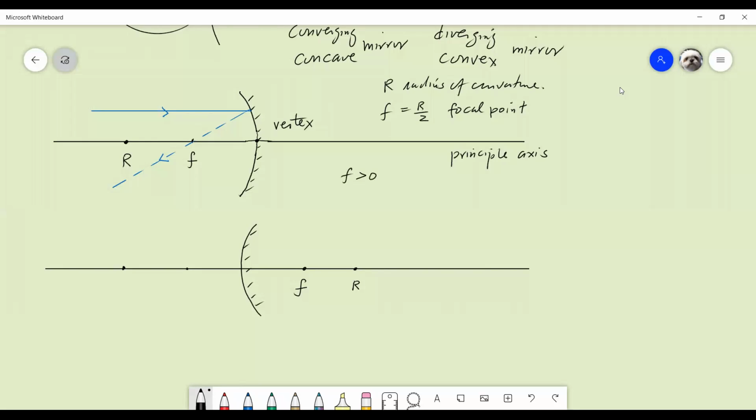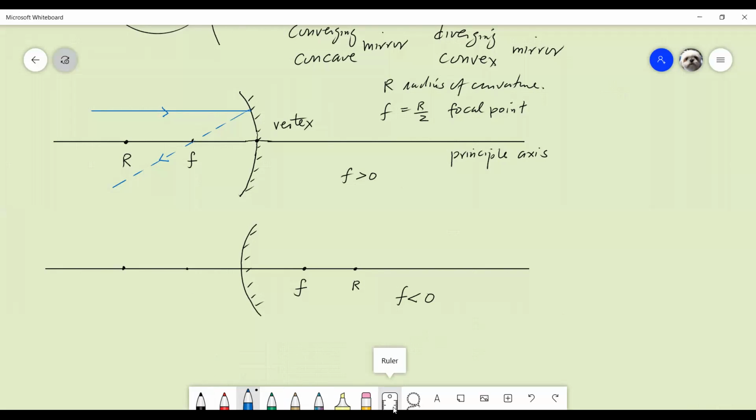Now, one thing I know is that for the concave mirror, the F is always positive. We always use the F in here. For the convex mirror, we use the F on the other side, so therefore F is negative. Now let me tell you why we call them a divergent mirror.